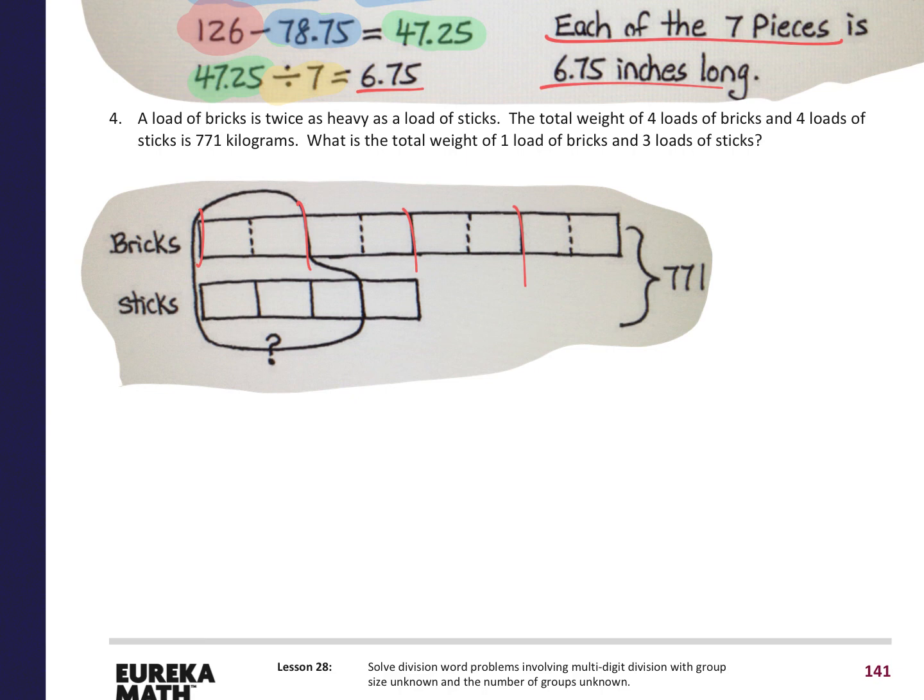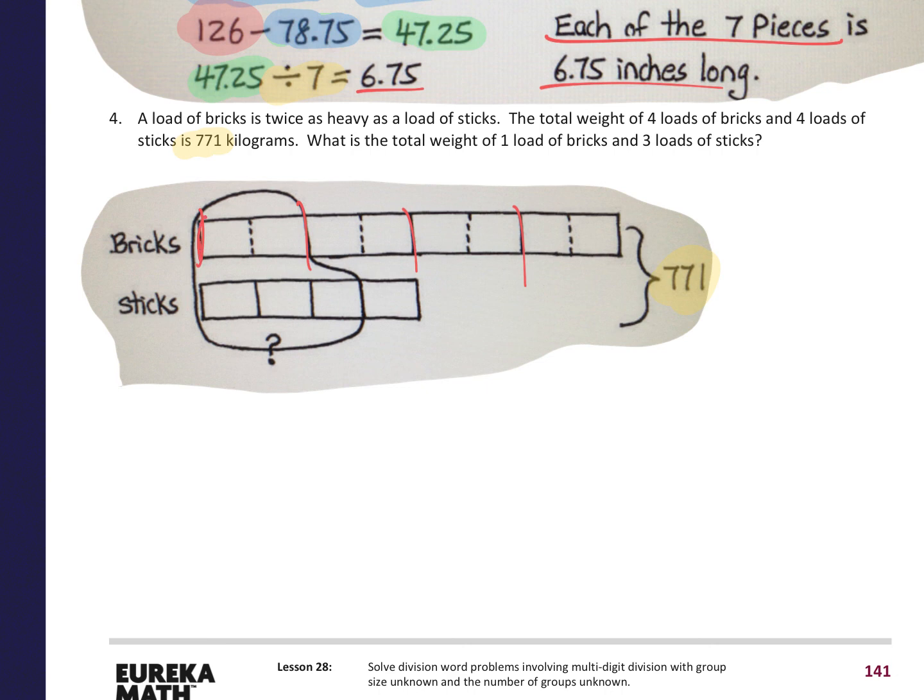Over here, we have 771 kilograms. That's how much all of it is all together. All of the bricks and all of the sticks are together. Right? And so what it wants to know is, what is the total weight? Where's my pointer? What is the total weight of 1 load of bricks and 3 loads of sticks? So that's what's drawn over here.